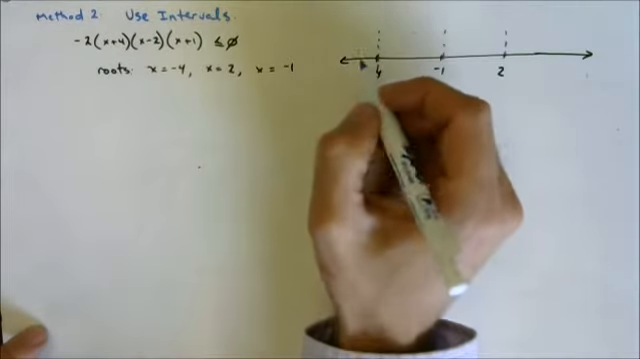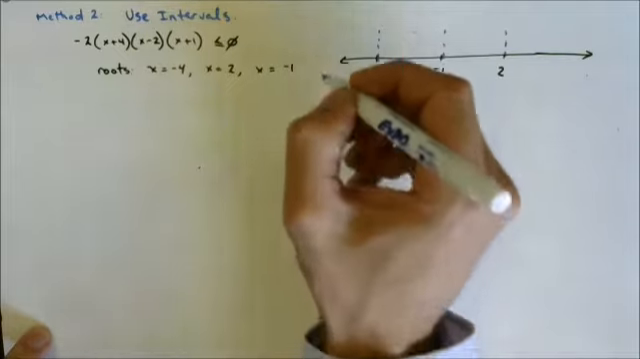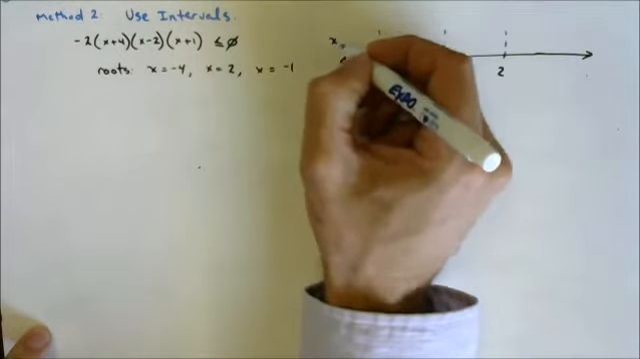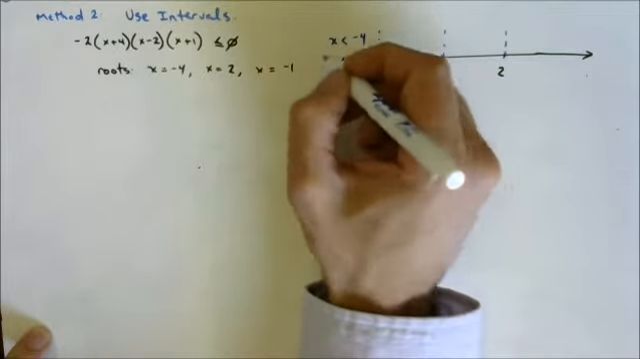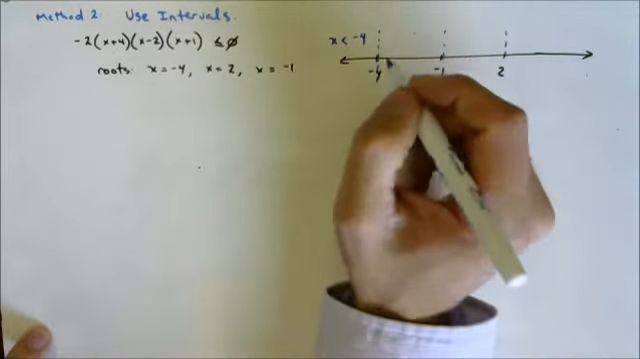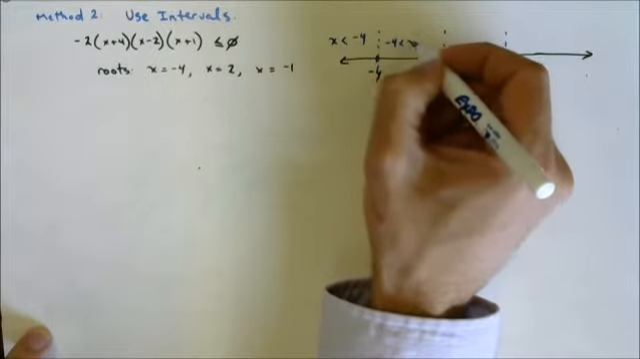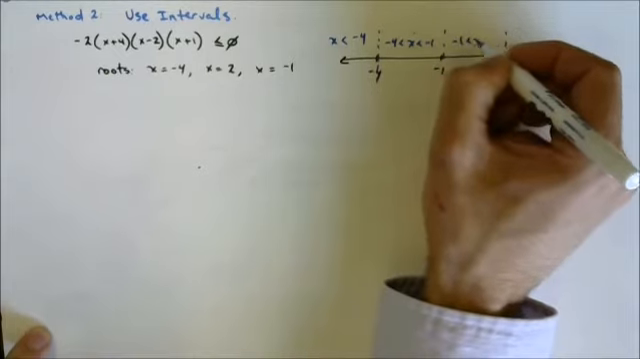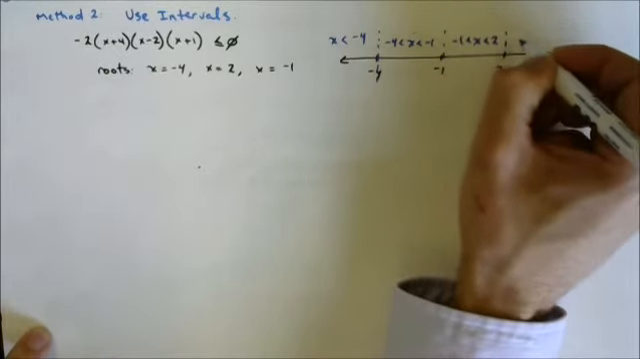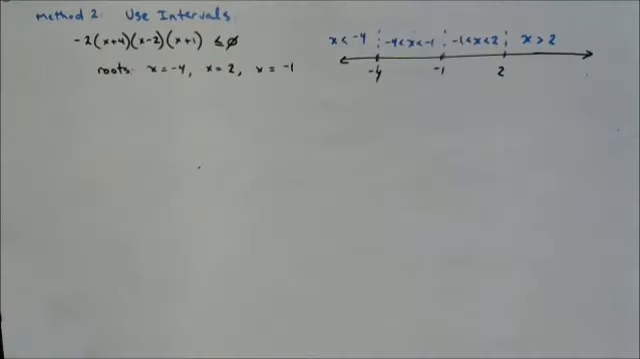Okay, and we can write what those intervals are so that we know what we're talking about. We have everything to the left of -4, that's x less than -4. Then we have the interval from -4 to -1. Then we have from -1 to 2. And then we have x greater than 2 all the way to the right.